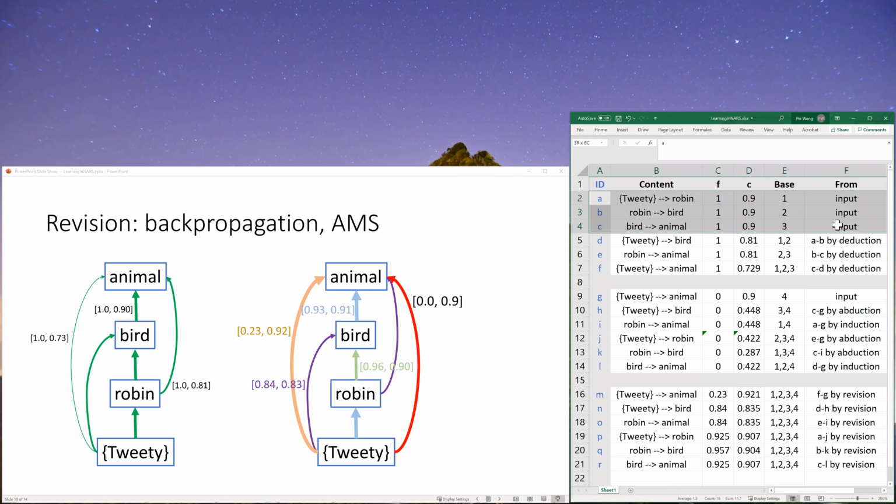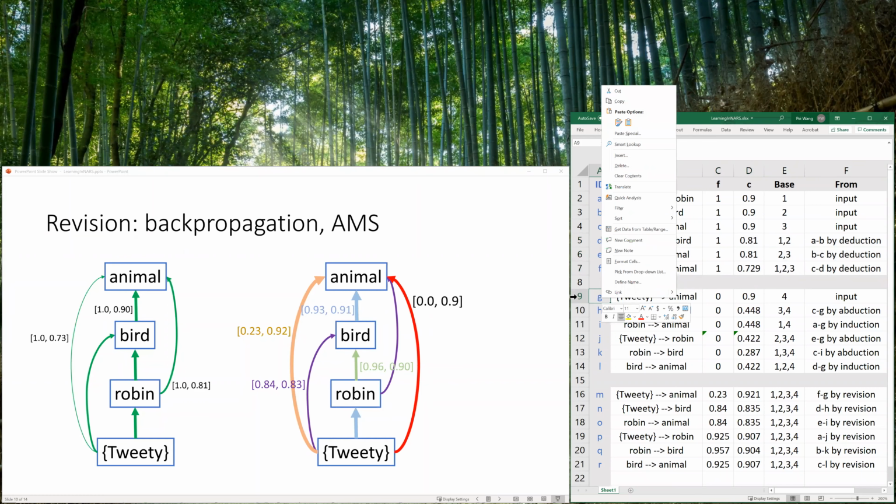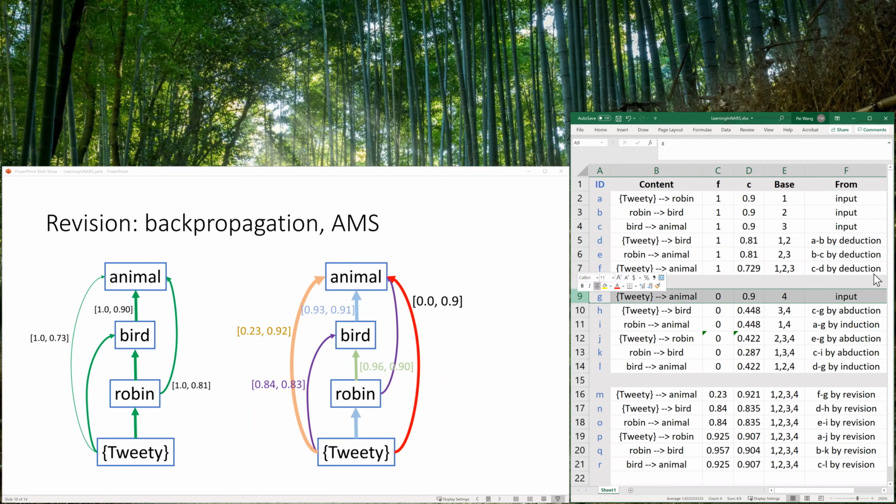So from this initial input, we derived in the first slide the deductive conclusions with the truth value, and also here I mentioned where it comes from. Each of these is from a pair of inputs by the deduction rule. Then at this moment I gave you this negative evidence.